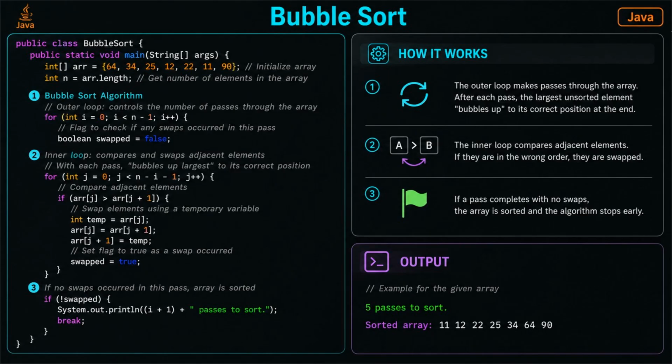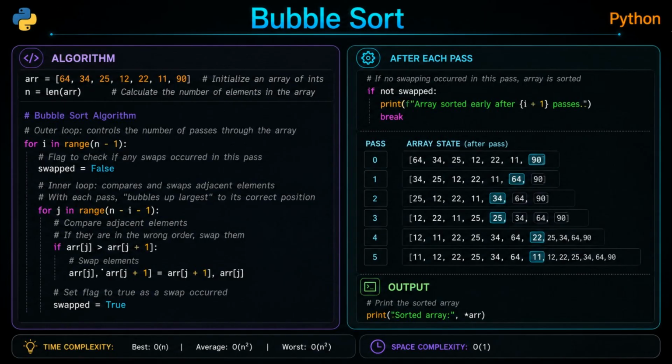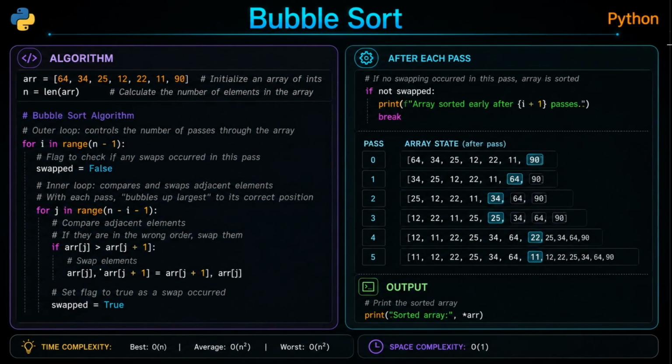Identical structure: outer loop for passes, inner loop comparing and swapping adjacent elements, and the same swapped flag enabling an early exit the moment a full pass completes with 0 swaps. And here's bubble sort one more time in Python. The same nested loop structure, using Python's tuple swap syntax instead of a temporary variable, with the same swapped flag driving an early break. Identical logic and identical output to the C++ and Java versions.